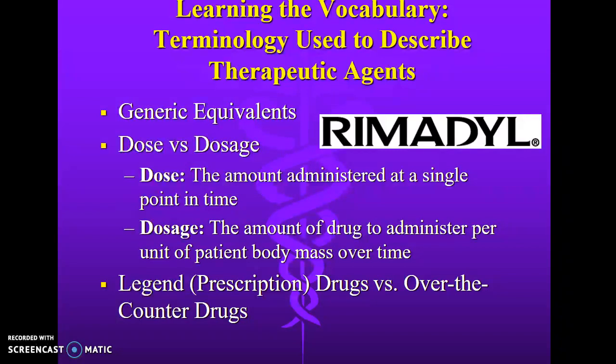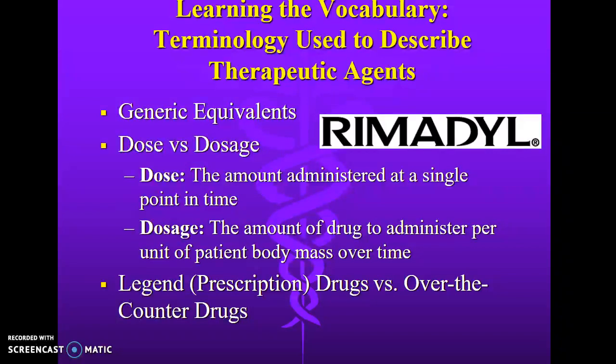The generics are usually cheaper because once we have some competition in the pricing, then the costs come down, fortunately. Some other terms you need to know are dose and dosage, and we'll talk about this some more as we're calculating drugs. But the dose is an amount, and it's given in terms of mass, so something like milligrams or grams, that we're giving to an animal at a single point in time.